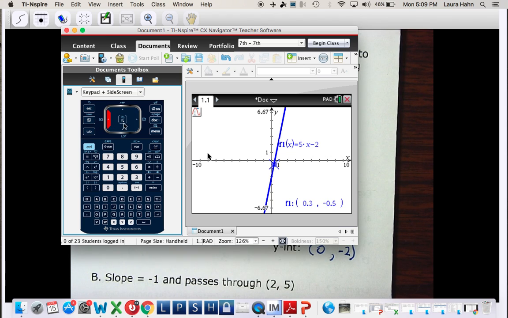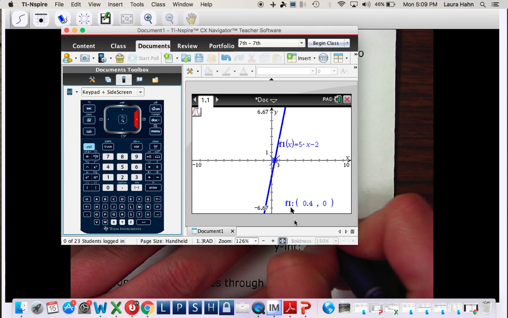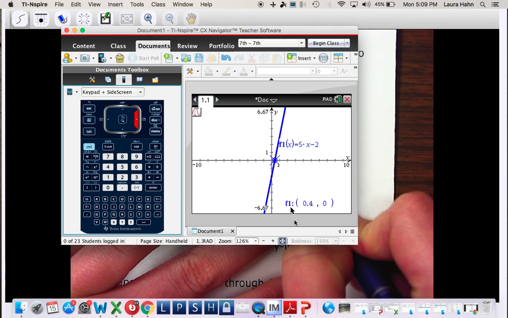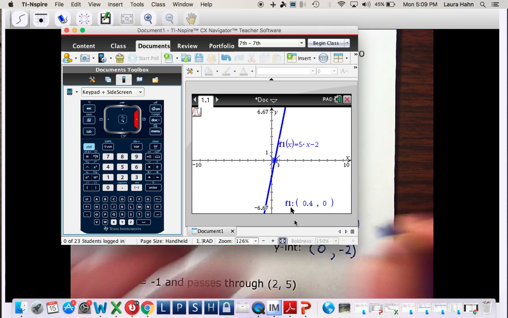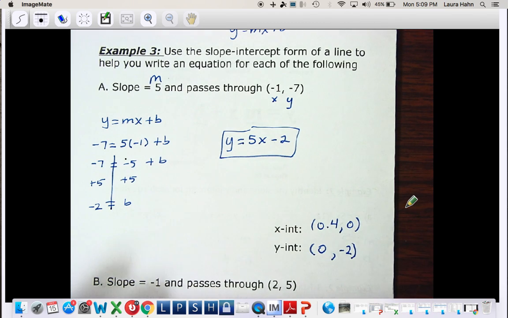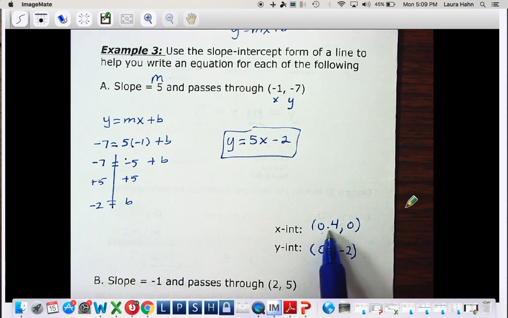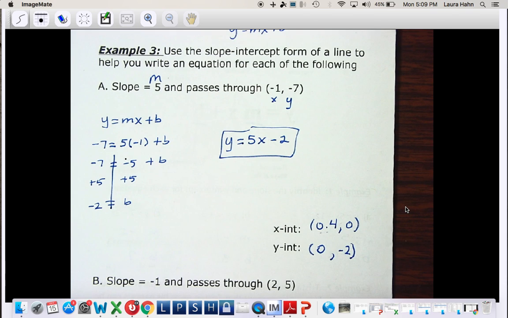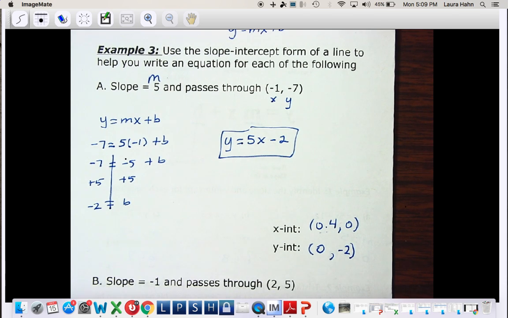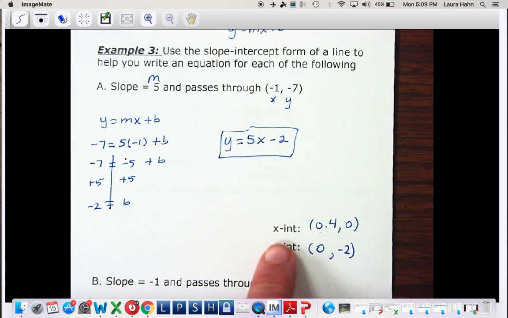Notice that when it did that, it says 0 pops up. X-intercept and the word 0 are the exact same thing. So my x-intercept, aka my 0, is 0.4, comma, 0. So your x-intercept is the x value when y is 0. So remember, to find that we graphed and we used trace.